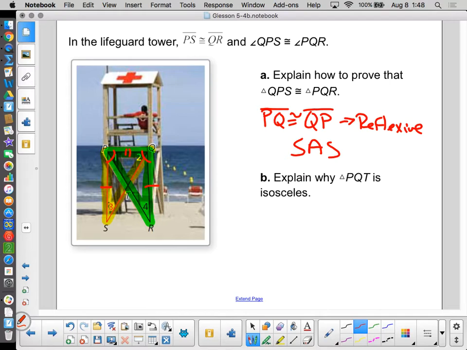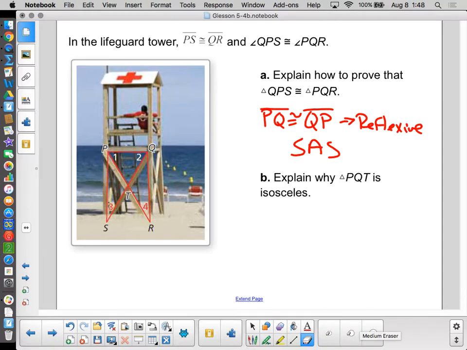Above the givens, what else did we need to know? We needed to know this fact, and then we had side angle side. So now it asks, explain why PQT therefore must be an isosceles triangle. Well, PQT, now that we look at the picture, here's the color that shows up here, is this triangle right here. Why does that have to be isosceles?